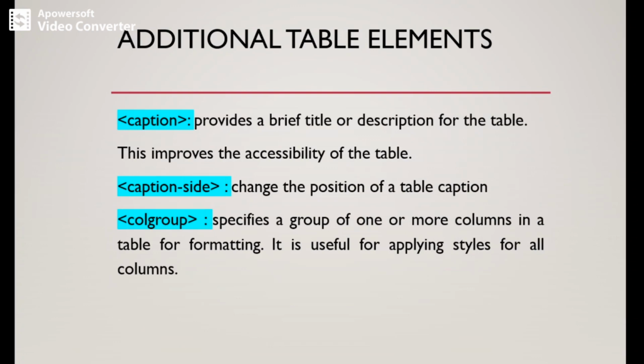Now additional table elements. We have some other table elements also. We have one tag, that is the caption tag. You can provide a title or description for your table, which will improve the accessibility of the table. Caption-side means now you have given the title or the caption for your table, you can change its position, either bring it to top or bottom or left or right. Colgroup means column group. It specifies a group of one or more columns in a table for formatting. Means if you want to apply style, then you can use this colgroup.